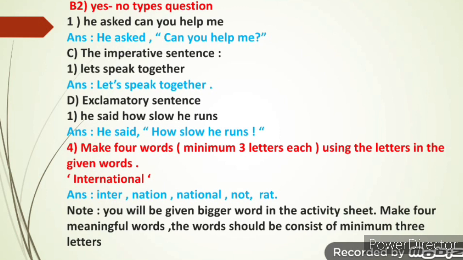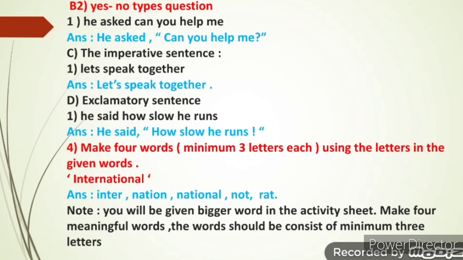In this slide, there is a yes/no type question for practice. You can read it yourself. Now move to the fourth activity. Make 4 words, minimum 3 letters each, using the letters in the given word, International. You will be given a bigger word in the activity sheet.